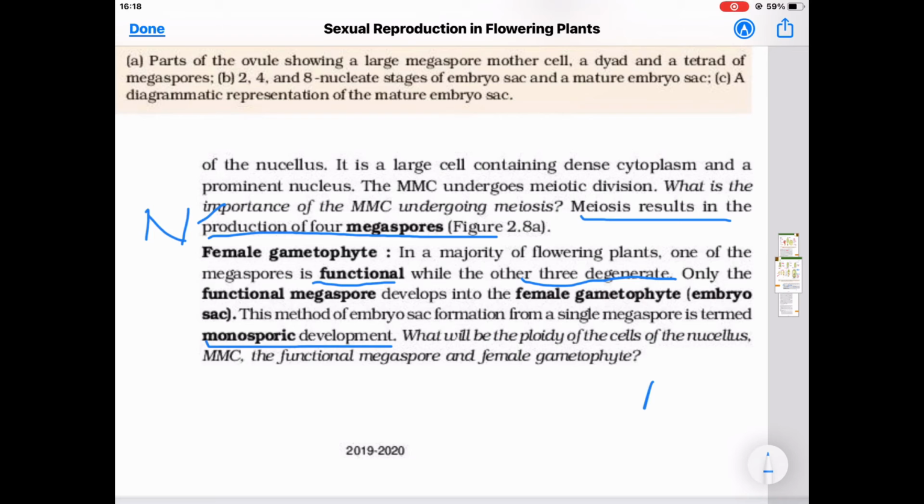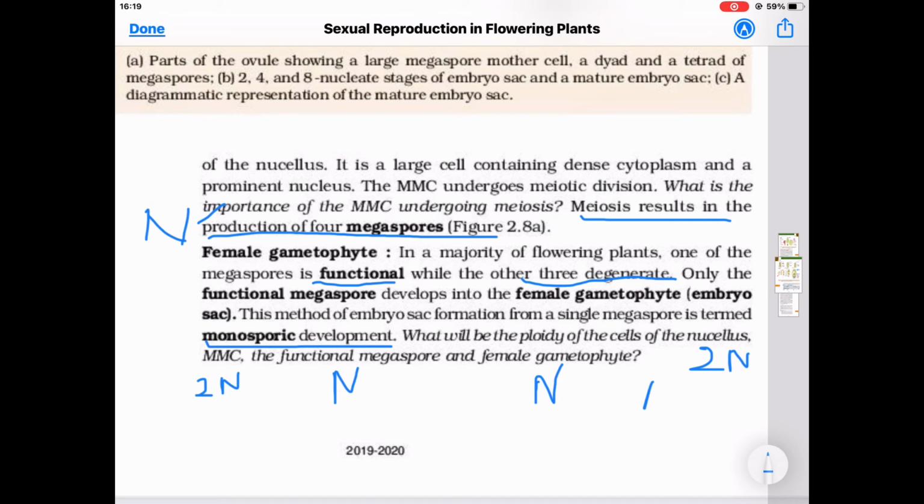What will be the ploidy of the cells of the nucellus, the megaspore mother cell, the functional megaspore, and the female gametophyte? Ploidy means the number of chromosomes present. Nucellus will be 2n. Megaspore mother cell 2n. Functional megaspore n. And female gametophyte also n. Haploid number.